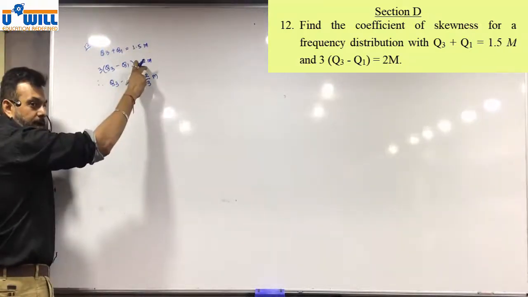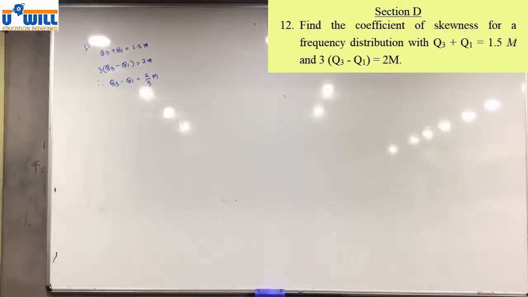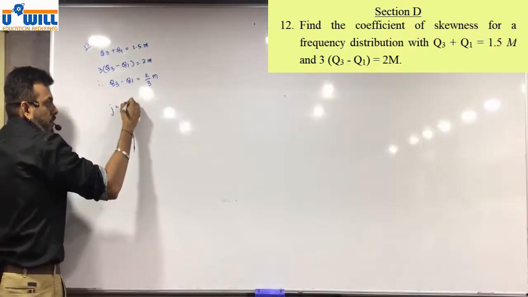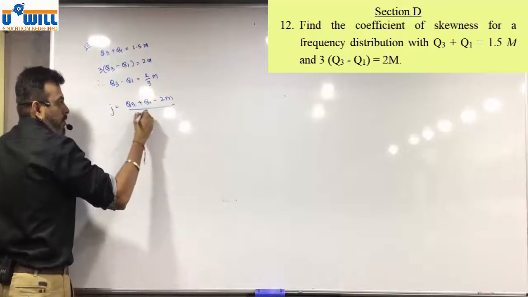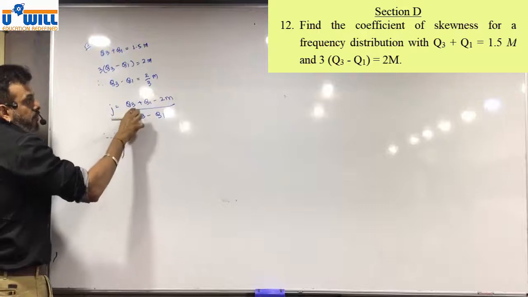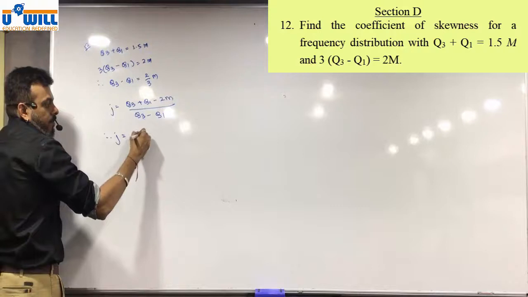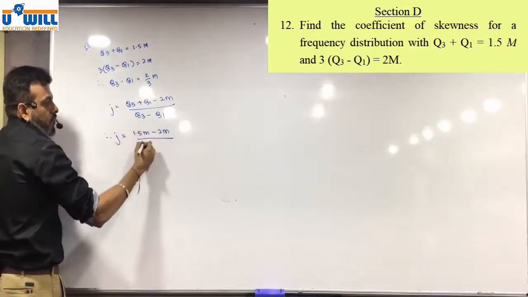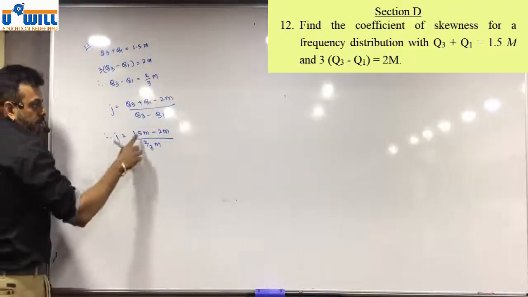Can I say Q3 has come here, so it is 2 by 3 median? Now we have to find the coefficient of skewness. So J is equal to Q3 plus Q1 minus 2m upon Q3 minus Q1. Therefore, J is equal to, what is Q3 plus Q1? 1.5 m. So 1.5 m minus 2 m upon, what is Q3 minus Q1? 2 by 3 m. Let's solve this.